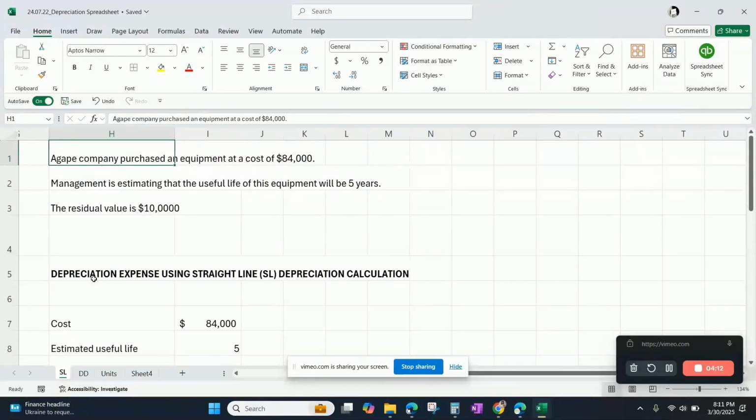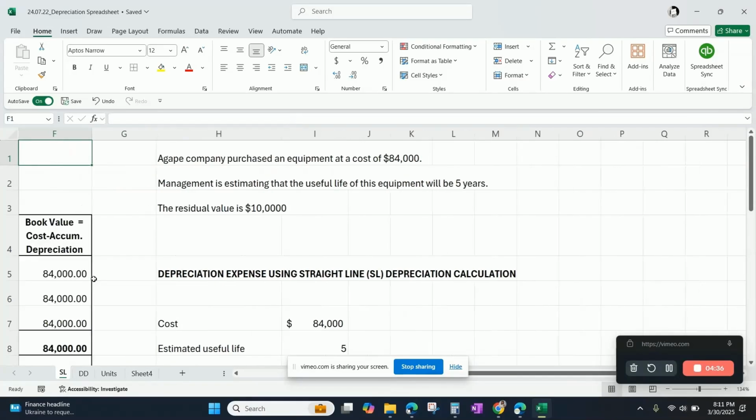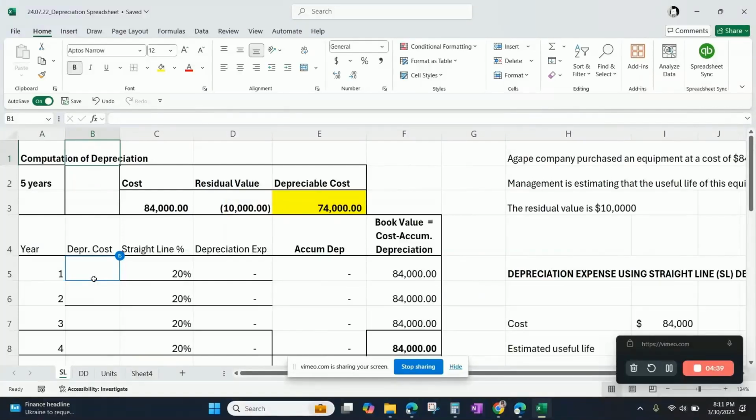We're going to calculate this depreciation by utilizing this example. This fictitious company, Agape company, purchased an equipment at a cost of $84,000. Management estimates that the useful life of this asset will be 5 years, and the residual value will be $10,000. The next step in calculating the depreciation under the straight line method is to determine the depreciable cost, which is the actual cost we're going to use to calculate the depreciation expense for every year. The cost is $84,000, like we said before, minus the residual value gives us the depreciable cost. That is the cost we're going to be using for every year.